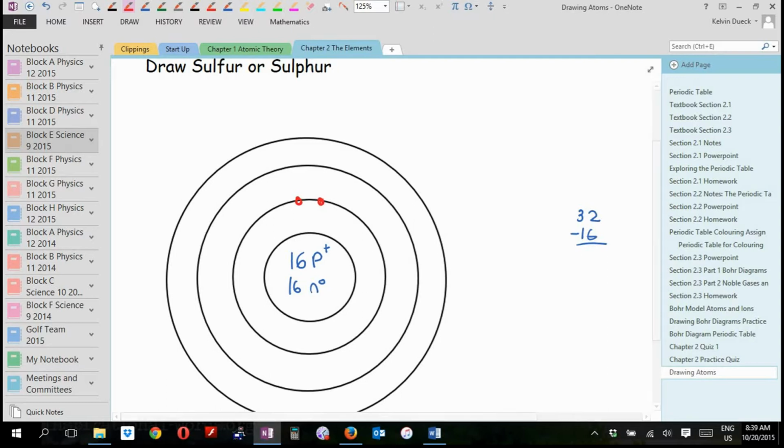How many electrons can I put in my next shell? 8. By the way, what row is sulfur in? If you count down, row 3? What that means is the first 2 shells are going to be full. It's the third shell I'm going to have to be even more careful with. So if I'm doing 8, it's going to be 1, 2, 3, 4, pair 5, pair 6, pair 7, pair 8. For a total of, how many electrons have I drawn so far? Grand total? 10.